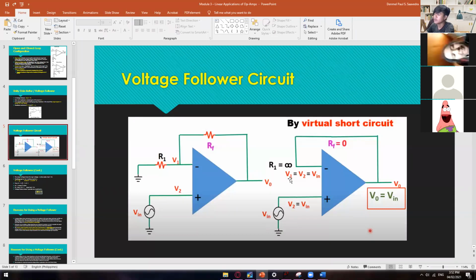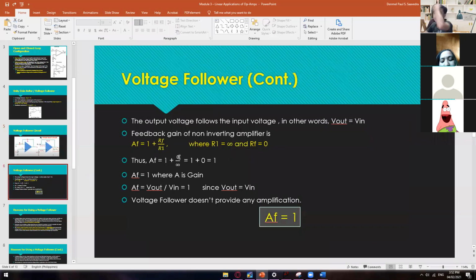Okay? So that is why you could say that V1 is equal to V sub 2 is equal to V sub in. All right. And then that is why whatever your input is, we'll just go back here. And then if you're going to solve this one using this formula, you will get this result. V sub O is equal to V sub in. Okay, so here's the computation. So the output voltage follows the input voltage. That's the reason why we call this one a voltage follower. So in other words, V out is equal to V in.